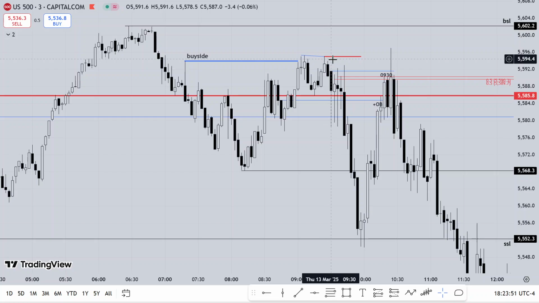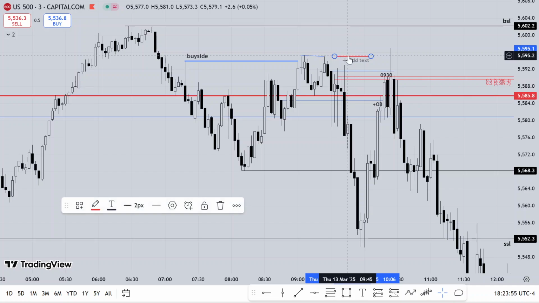At this particular point in time, let me take this. This here is our stop placement. This was our invalidation point for stop placement.